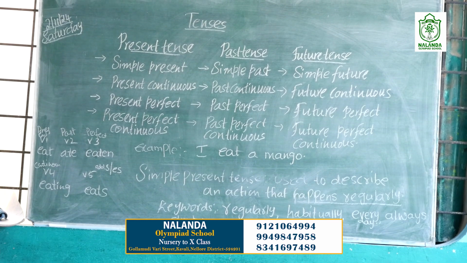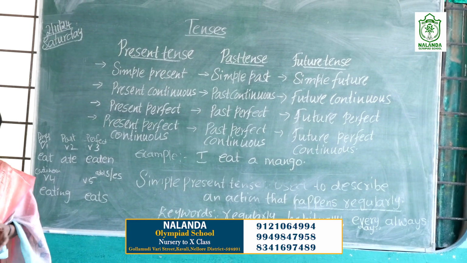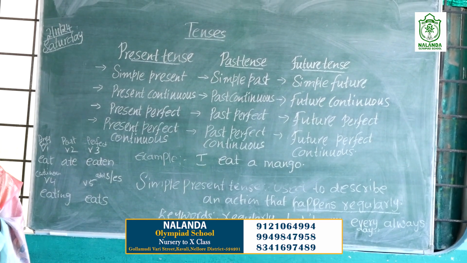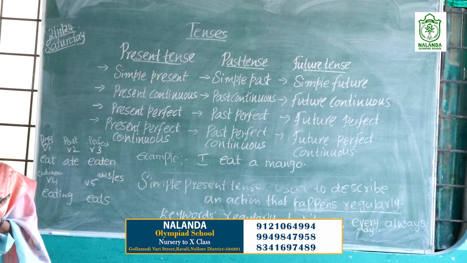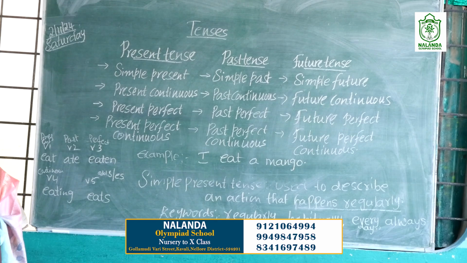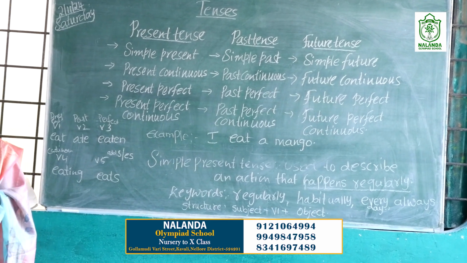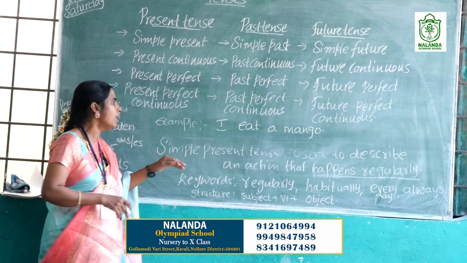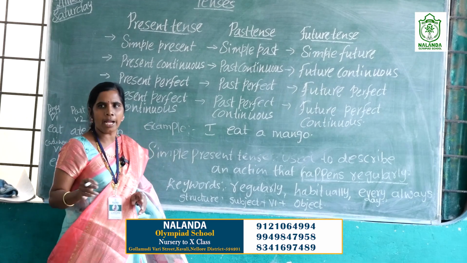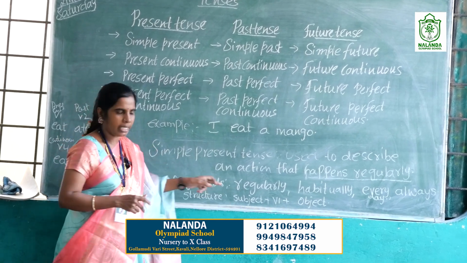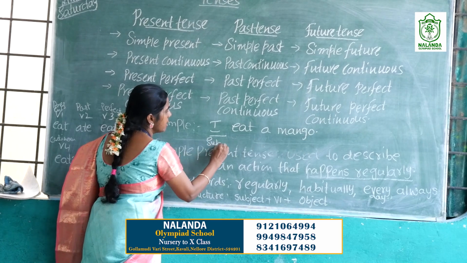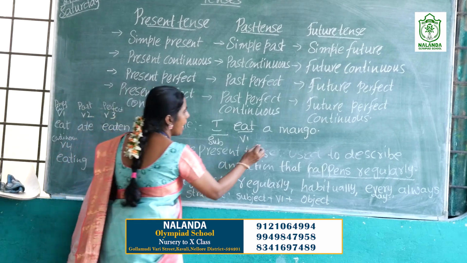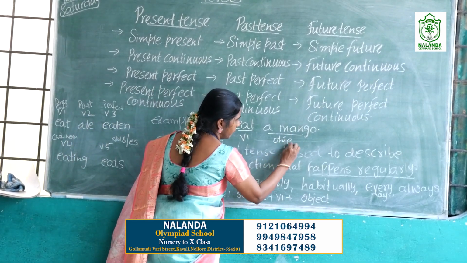Okay, children? I am just refreshing your mind about the verb forms, because when you are framing sentences in tenses, you must know the verb forms. Without knowing verb forms, it is highly impossible for you to frame a sentence. Now, for example, simple present tense. What is the example? I eat a mango. I is what here? Subject. Eat is what? V1, that is the base form. And a mango is the object.